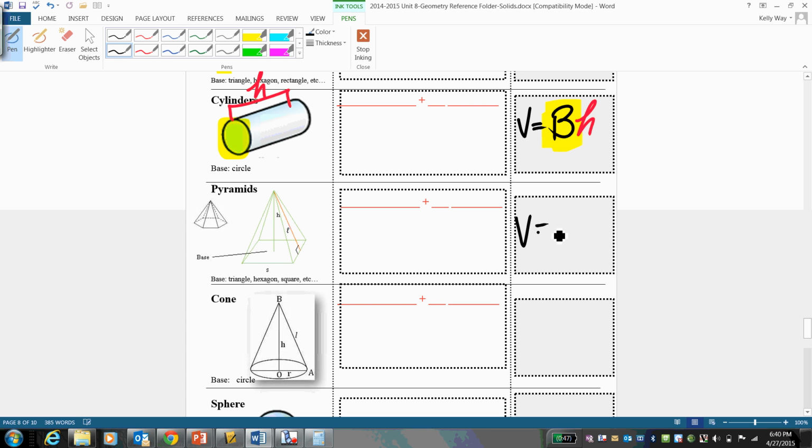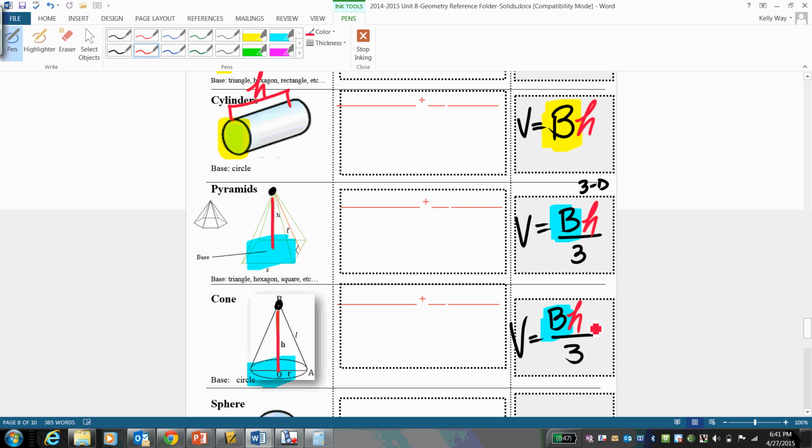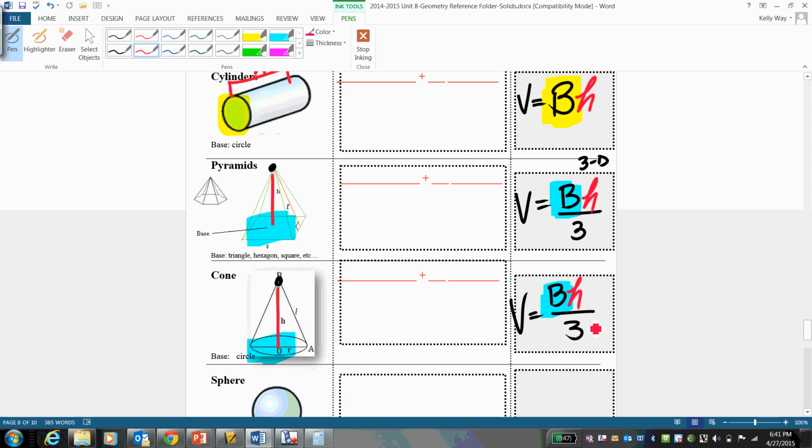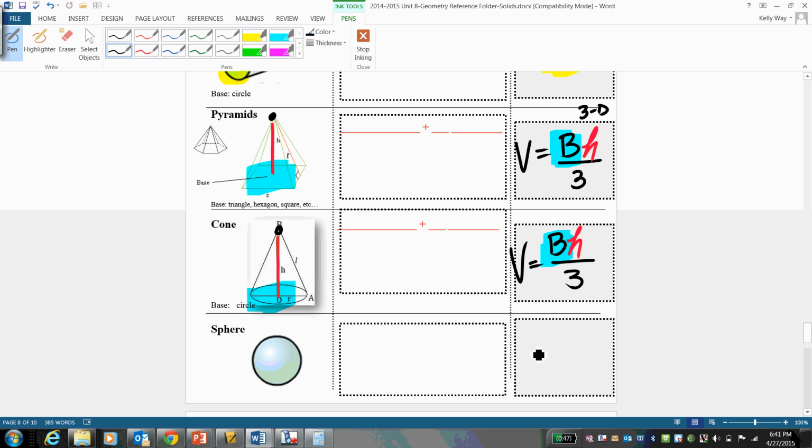A pyramid and a cone have the same volume equation. They both come to a vertex. When we're dealing with volume, it's 3D. So our fraction from prism cylinders is going to be over 3. So once again, you find the base, capital B, times the true height, which is straight down the middle, over 3. A sphere volume, that's 4 pi r cubed over 3.